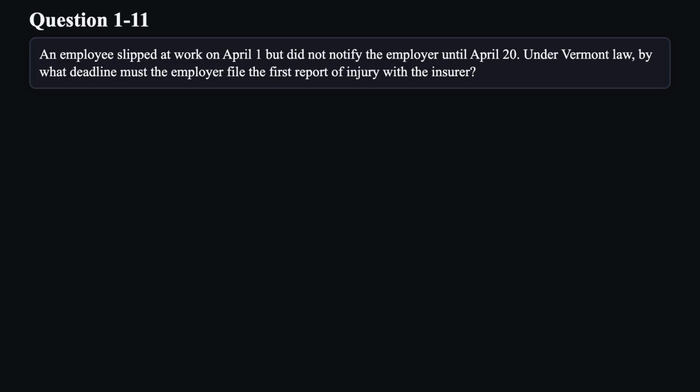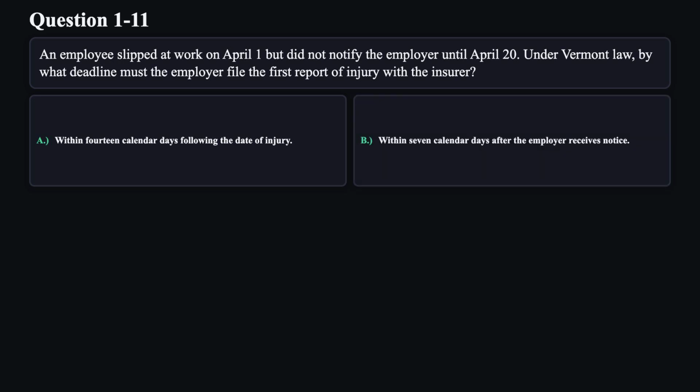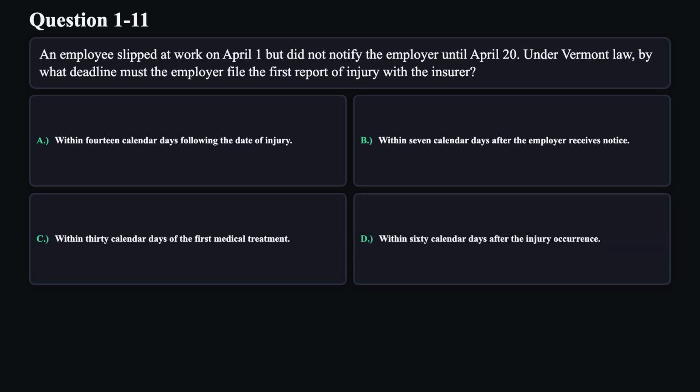Question 11. An employee slipped at work on April 1st but did not notify the employer until April 20th. Under Vermont law, by what deadline must the employer file the first report of injury with the insurer? A. Within 14 calendar days following the date of injury. B. Within 7 calendar days after the employer receives notice. C. Within 30 calendar days of the first medical treatment. D. Within 60 calendar days after the injury occurrence.